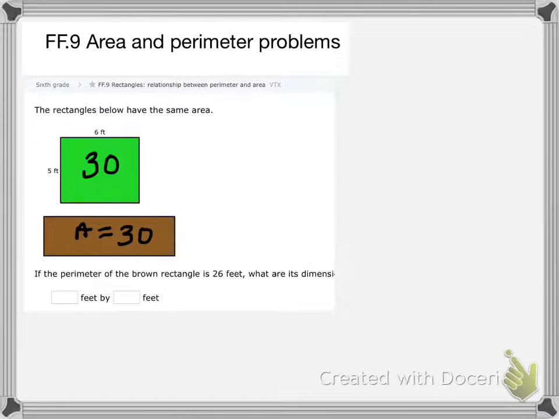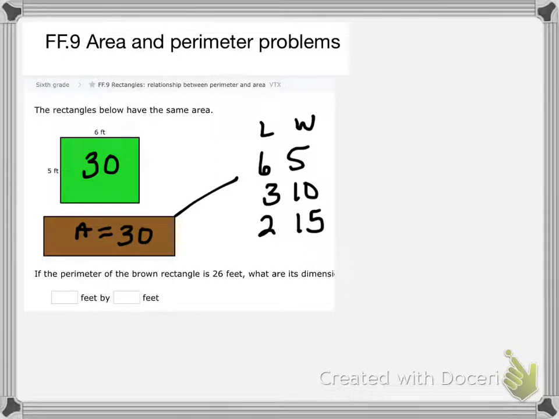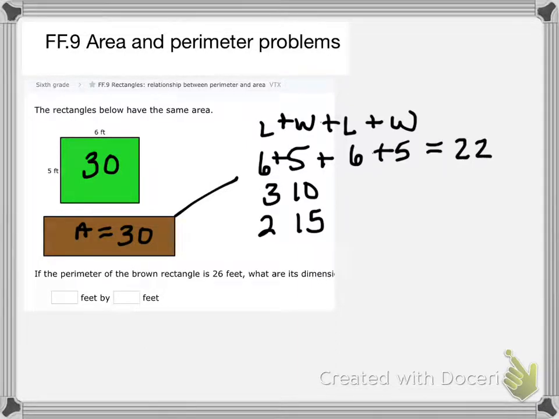So I'm going to think of all the factors that multiply to 30. So we have 6 and 5, 3 and 10, 2 and 15. We'll assume this is the length, that's the width. And to find the perimeter, we're going to add up another length and width with it. So let's see what this perimeter would be. 6 plus 5 is 11, and 11 plus 11 would give 22. That's not the 26 we're looking for.